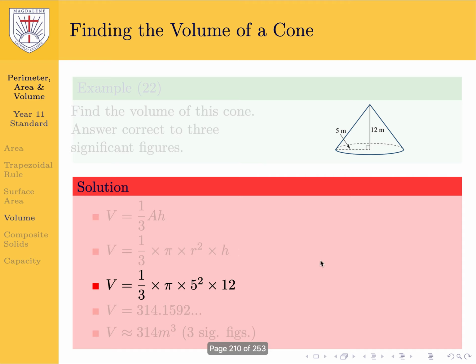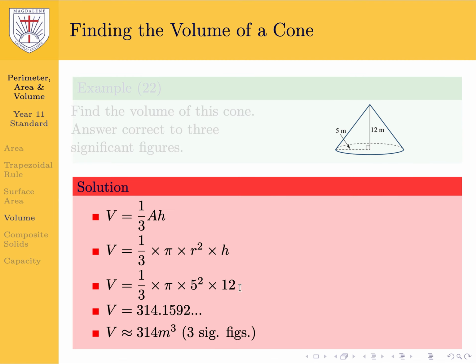And now we just have to substitute those values in. So the radius is 5 and the height is 12. And when you type that into your calculator, you get 314.1592, and it goes on. Remember, when we're talking about 3 significant figures, it's the first 3 non-zero digits. So that means that our answer is approximately 314 meters cubed.